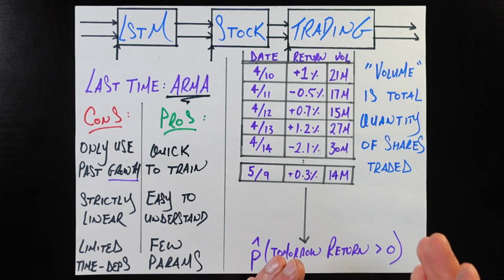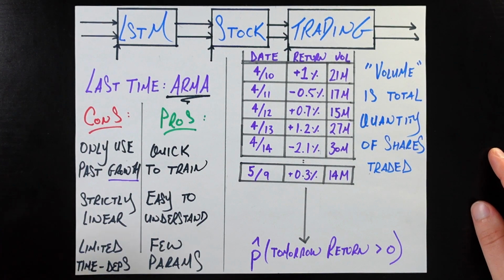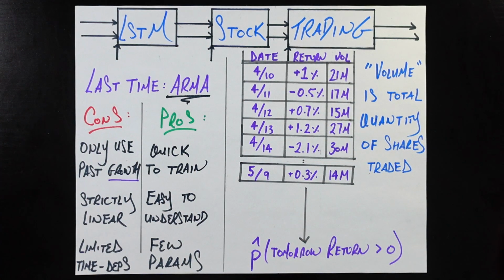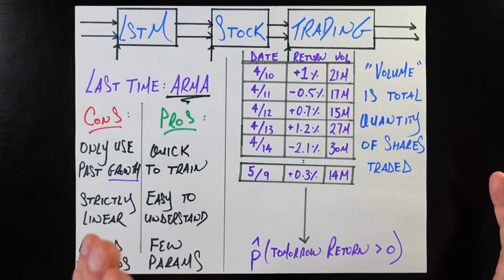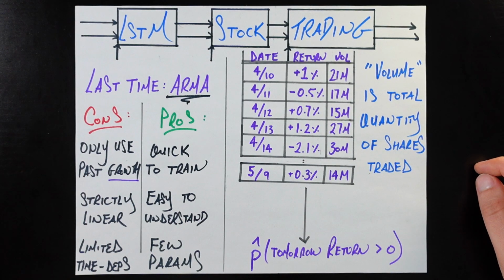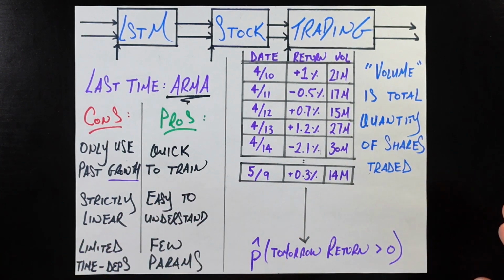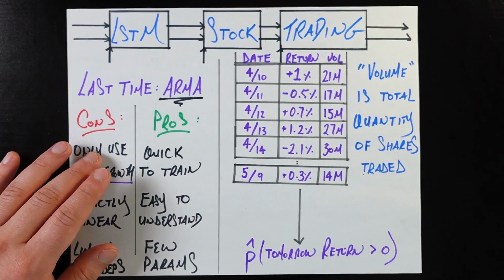And so this is one divergence from the ARMA model, where we were predicting the exact stock return and a confidence interval around that stock return. Instead, in this video, we're going to just predict a probability between 0 and 1 that tomorrow's return is going to be a positive number. And as you would expect, at the end, we're going to do some kind of sorting on which stocks have the highest predicted probability and buy those stocks accordingly and proportionally to this probability. But let's continue the story to understand that a little bit better.